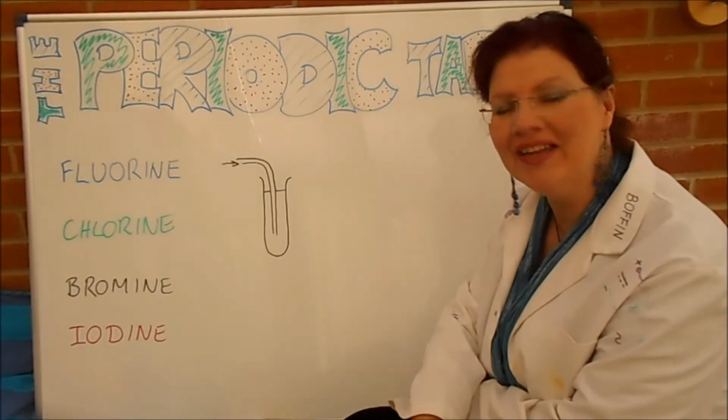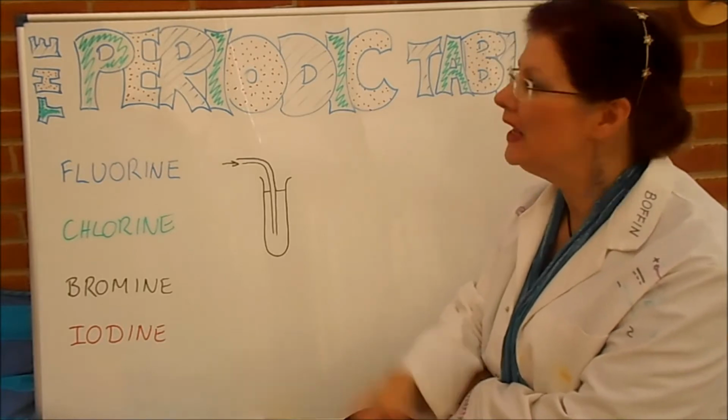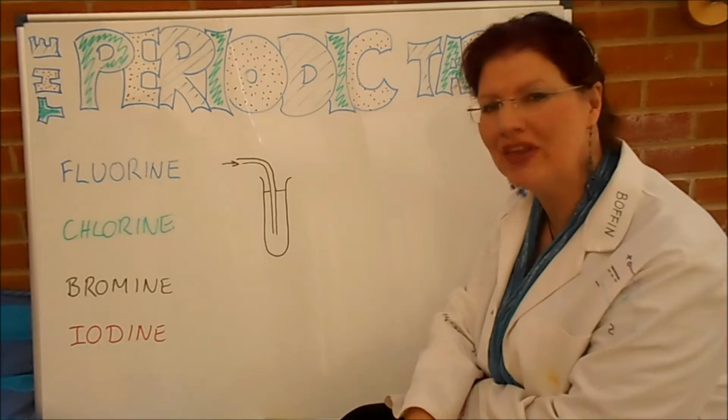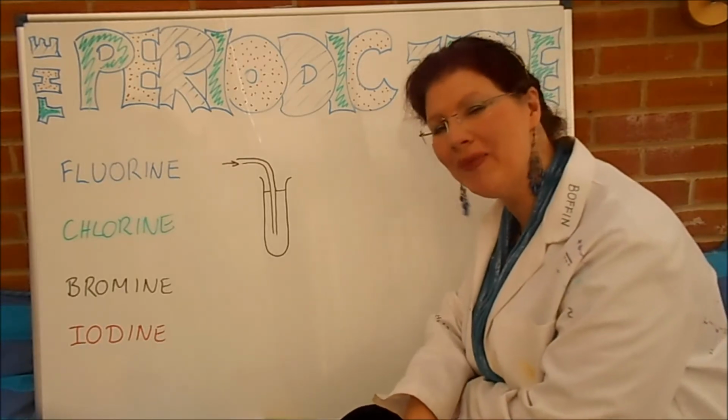Hi there Batty fans, it's time for a little more Batty Boffin chemistry, and we're talking about the periodic table and particularly about the group 7 elements, the halogens. Here's a quick reminder of where they come on the periodic table.